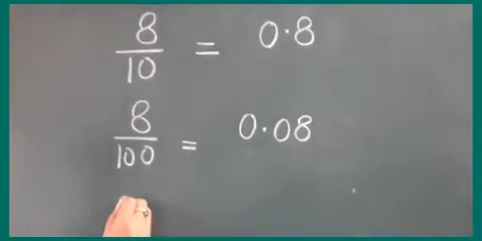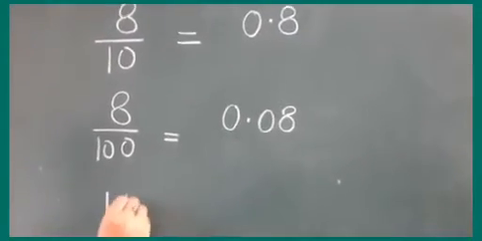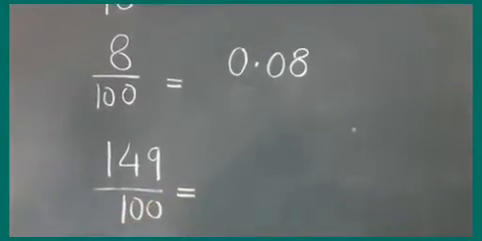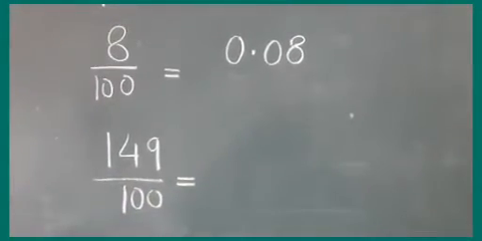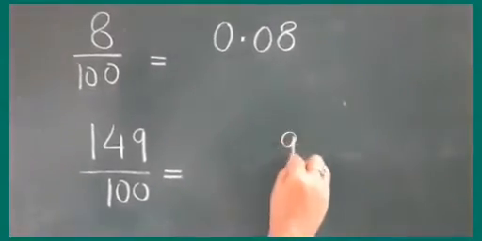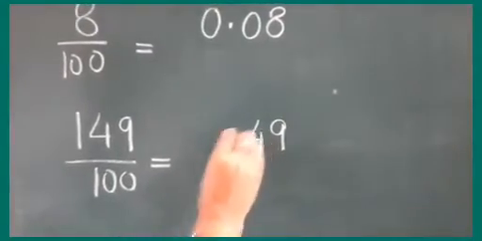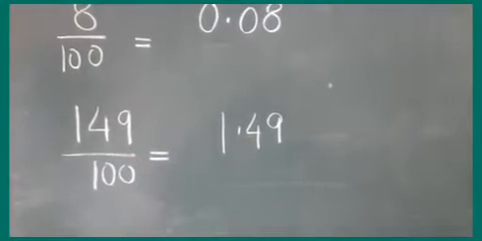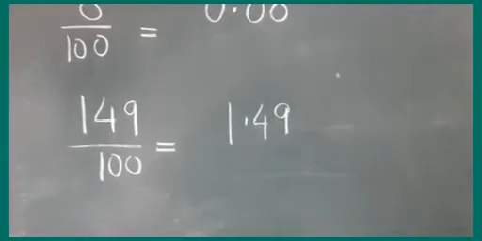Now if we have a number like this, 149 by 100. Again we have 100 in the denominator, so we will count two digits from the right, like this, 9 and 4, and put a point here, and the remaining number will come before the point. So the number becomes 1.49.